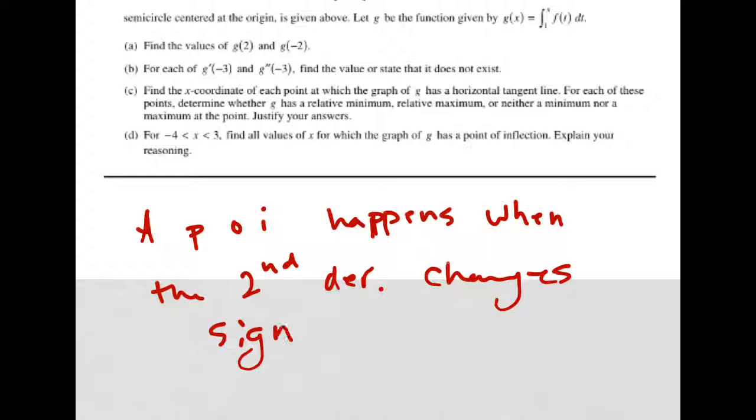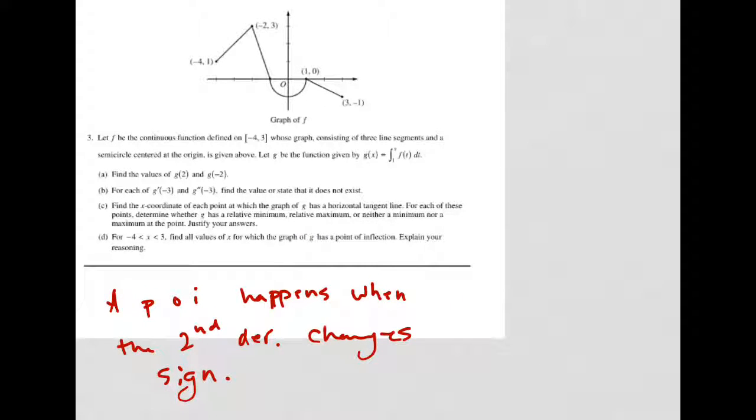Okay, so if we're talking about g having a point of inflection, we have the derivative of g given by the graph, and the slope of this is the second derivative. It's kind of like we just went over this. We just had some problems like that. Do you remember? Yeah. Okay, so a point of inflection happens when the second derivative changes sign.